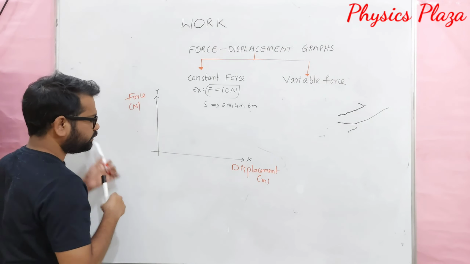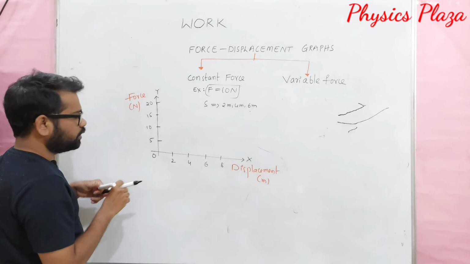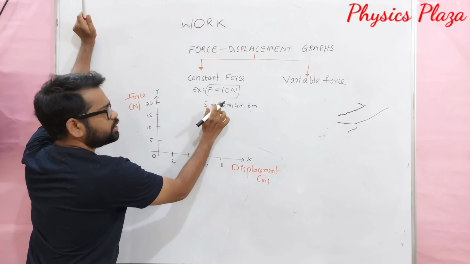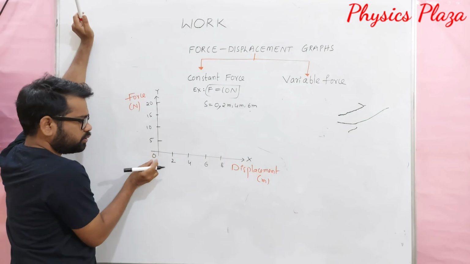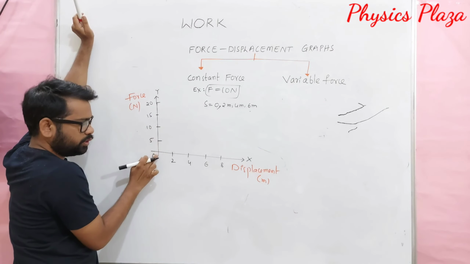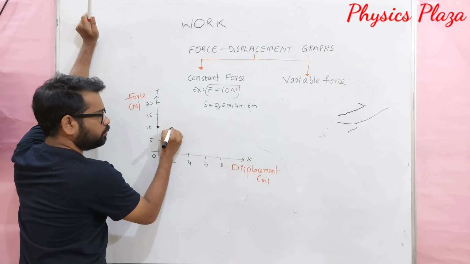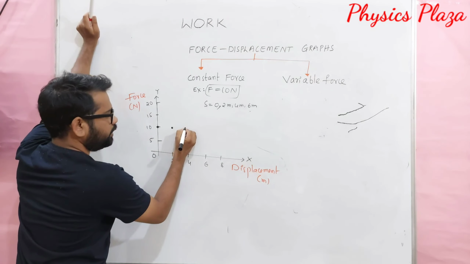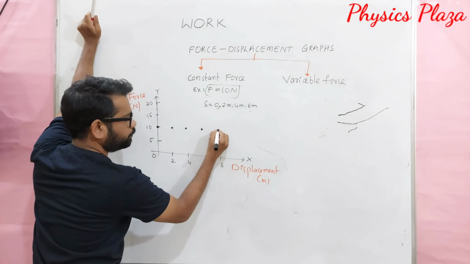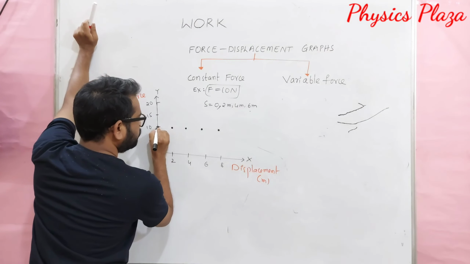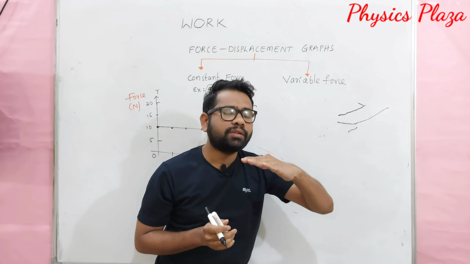Suppose here is 0, and here is 20 newtons. Let us sketch a graph for this. Initially, when the force is acting, let us say the displacement is 0. So though the force is acting, there is no displacement, and this is the point we get here. For the same 10 newtons force, the displacement is 2 meters, next 4 meters. Like this, we will get all the dots, and if we connect them, we get a straight line parallel to the x-axis.